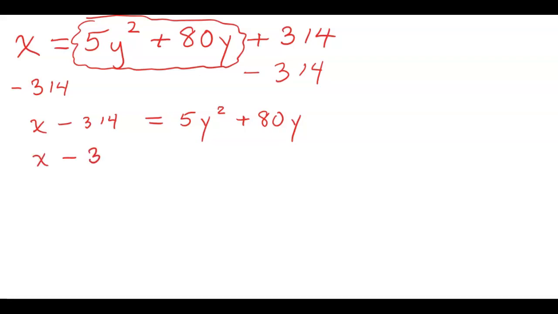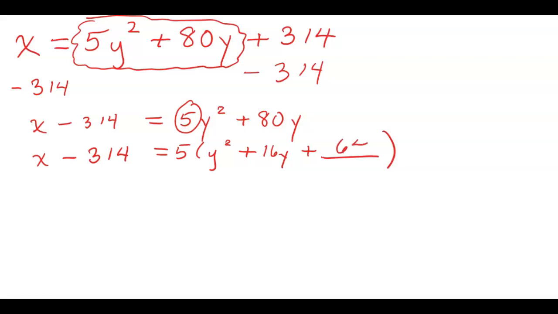Whatever the leading coefficient is, in this case 5, factor that out. 5 times y squared plus 16y plus blank space. Remember, we're completing the square. Half of 16 is 8. 8 squared is 64. Now, we've introduced a 64, but really 5 times y squared was already there, and 5 times 16y was already there.